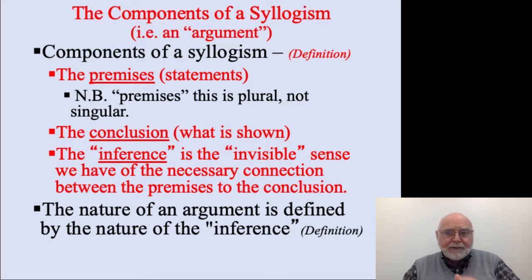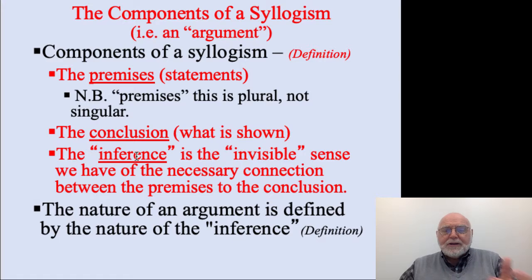Two parts are clearly visible, one part is invisible. The visible parts are the premises, this portion here, and then the conclusion. All A are B, premise number one. All B are C, premise number two. Therefore, all A are C, conclusion. The force that drives you to say, yes, all A are C is clearly obvious, that's the inference. It's the invisible sense of the necessity, the necessary connection between the premises and all A are C.